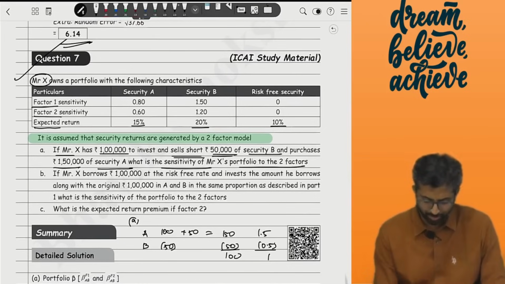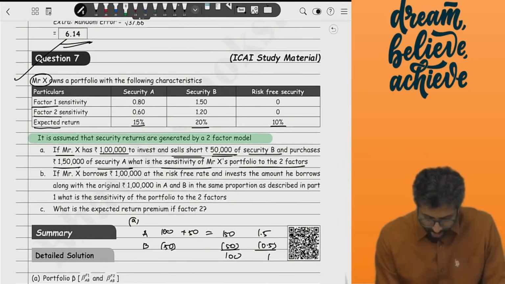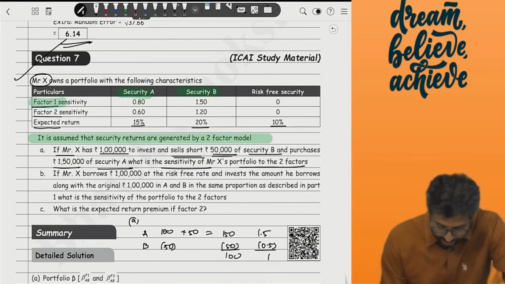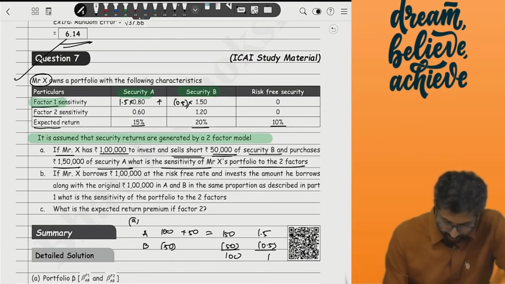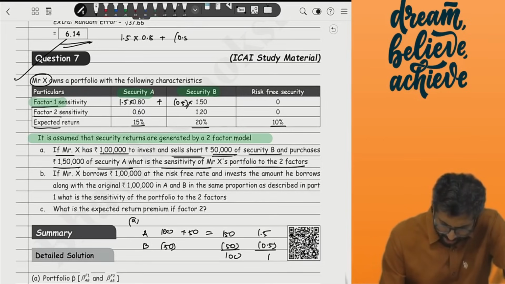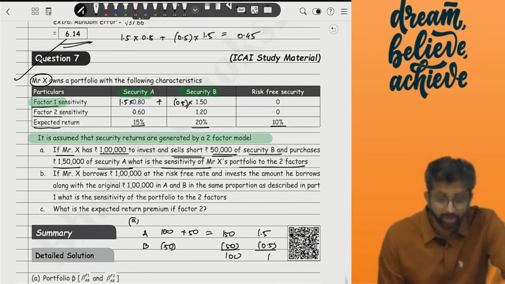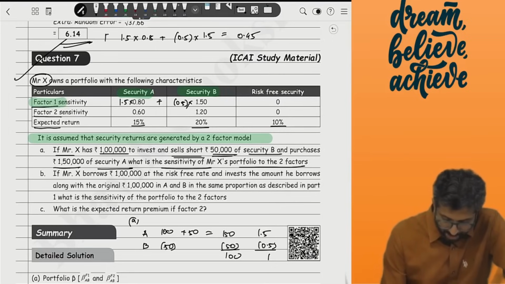Now the excess portfolio comprises of A and B. In factor 1, A's weight is 1.5 into 0.8, plus if I look at security B, it has a negative 0.5. So it is like a weighted average. Basically, weight of A, that is 1.5, into beta of A to factor 1, plus weight of B, which is minus 0.5, into beta of B, that is 1.5. If I do this working, probably this is 0.45. Similarly, this is for factor 1.